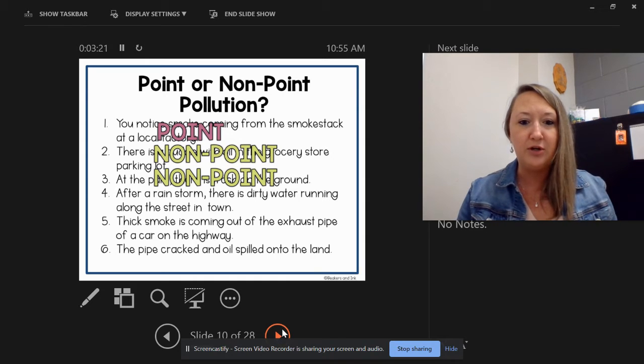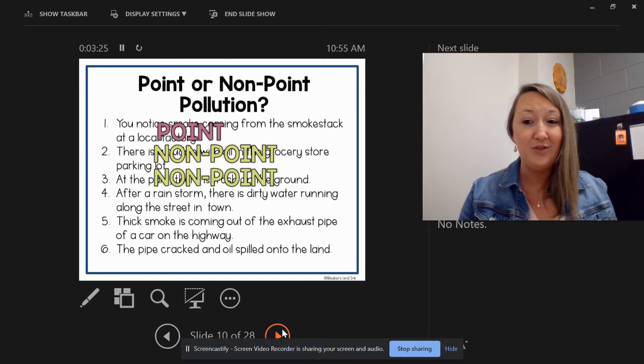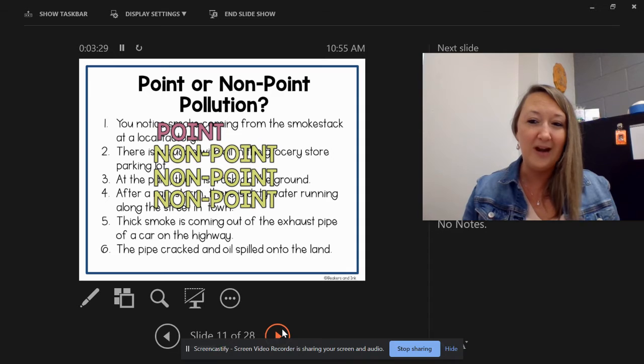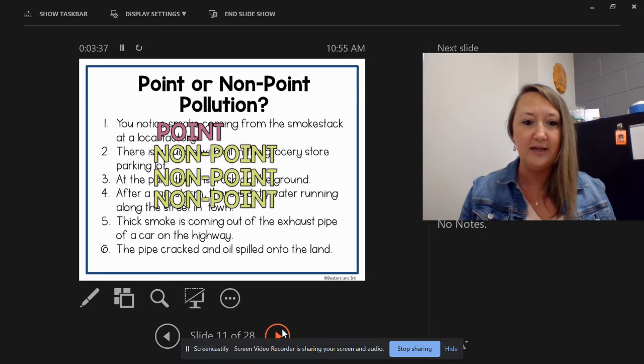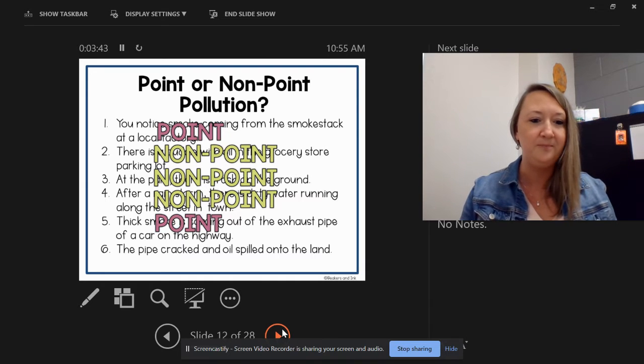After a rainstorm, there's dirty water running along the street in town. Do we know where it came from? The rain washed it all into the street, so we don't know where it came from, right? That's going to be non-point source pollution. Thick smoke coming out of the exhaust pipe of a car on the highway. Can we see the source? We can see the source for that one, so we know that that is point source pollution.